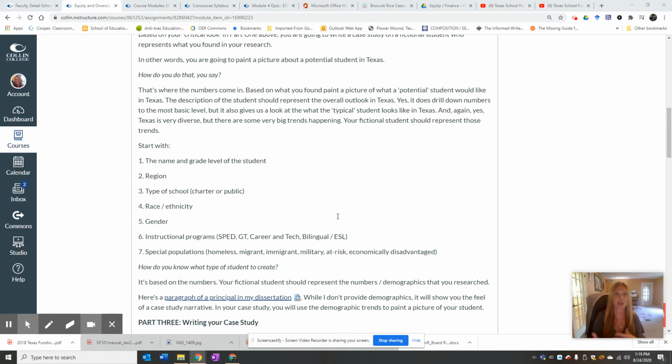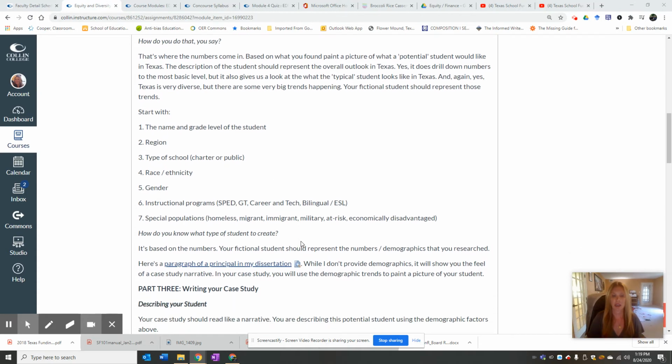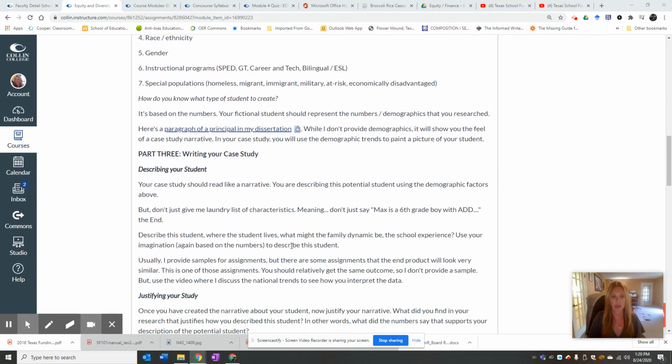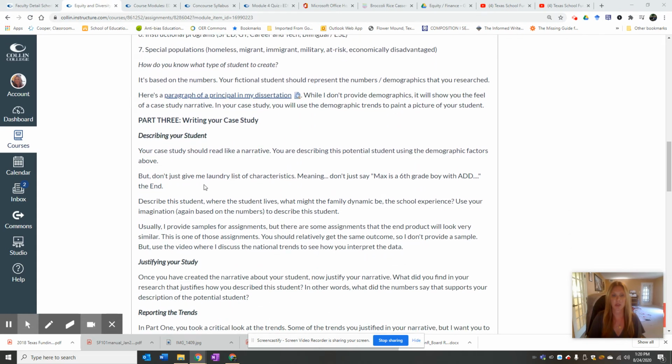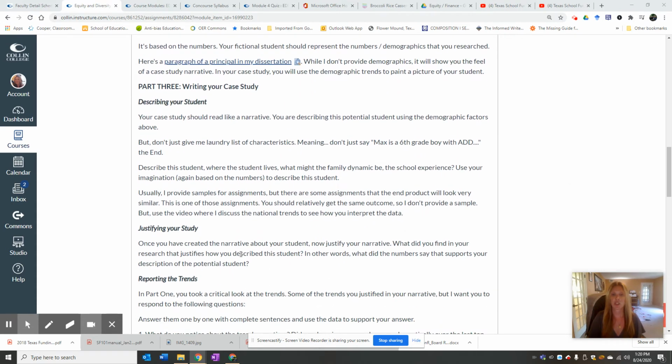So it gives us some idea about, if you walk into a class of 20, what's maybe the majority of what you might see in some of these areas. And so you're going to use that information to put together a narrative of a fictitious student. And I gave you a paragraph of my dissertation where I had to describe the people that I ended up interviewing. Okay, so you're going to put together a description of that student, but you have to justify why you put those characteristics together.